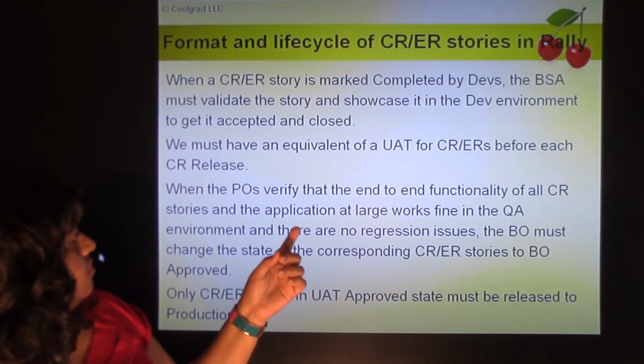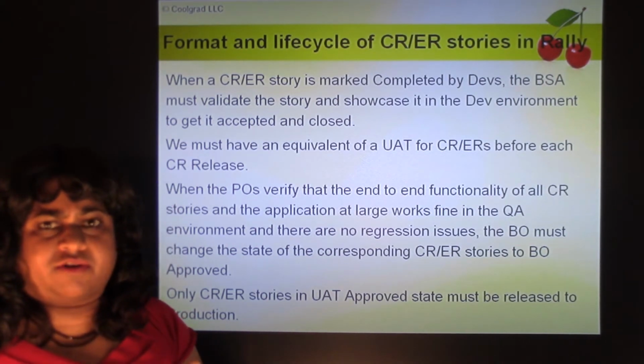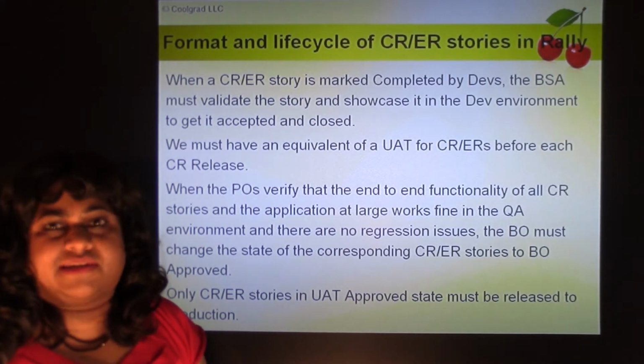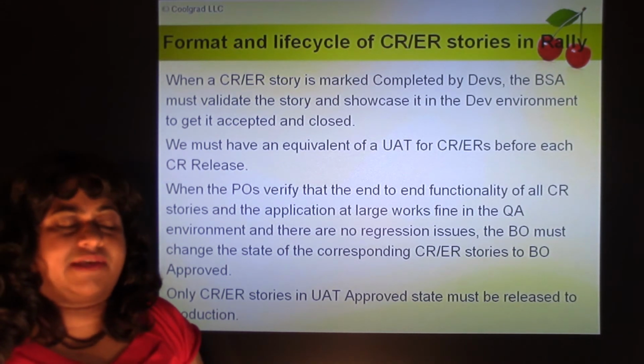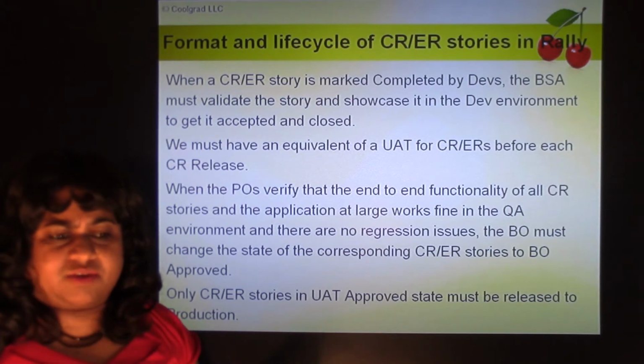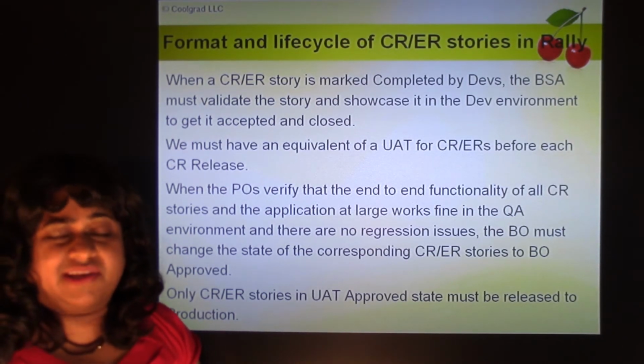So for all these CRs and ERs, we must have the equivalent of a UAT. So that's important. We have to plan the CR releases. Usually it happens once a quarter. Or you can also have a minor CR release every month. Or you might have CR releases only every 4 months or every year. So it really depends on the company. Usually it's done every quarter.